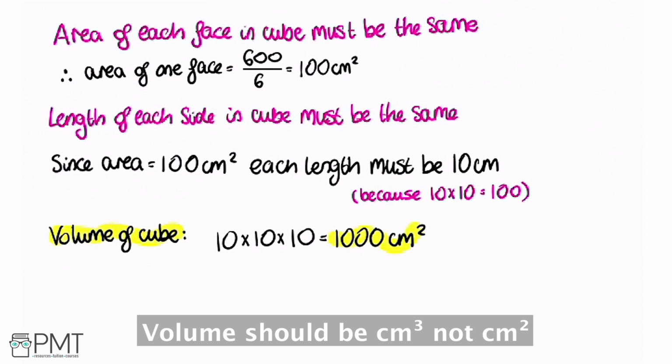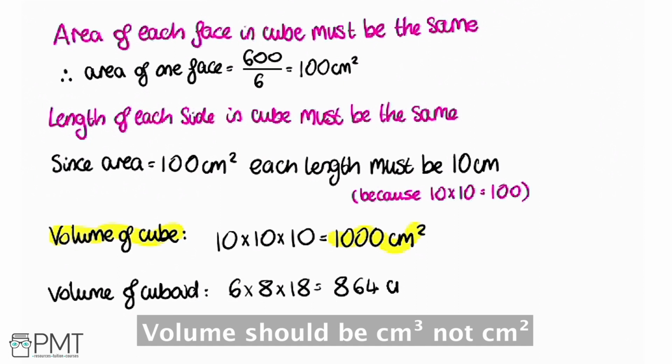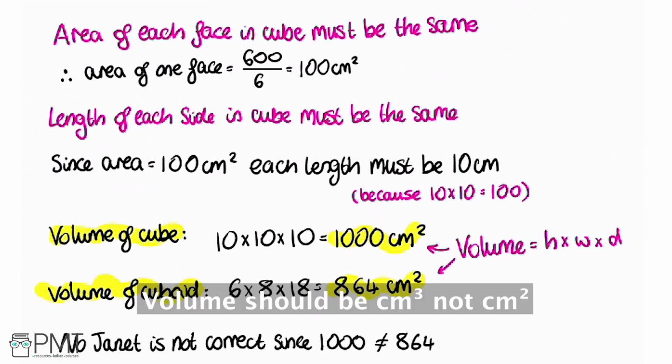Now we already have enough information to work out the volume of the cuboid, so we're going to do that. And again, height multiplied by width multiplied by depth, giving us 6 multiplied by 8 multiplied by 18, giving us 864 centimeters cubed. So Janet's claim was that the volume of the cube and the cuboid were equal. However, it's clearly not, they're different. So in our concluding statement, we can say, no, Janet is not correct, since 1,000 doesn't equal 864.